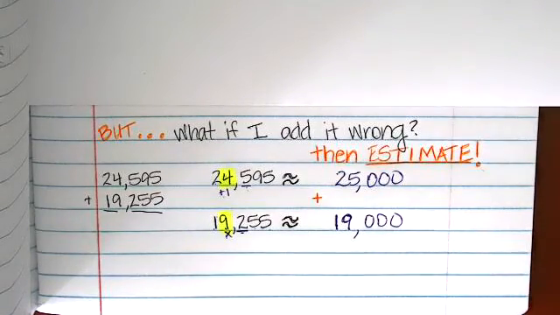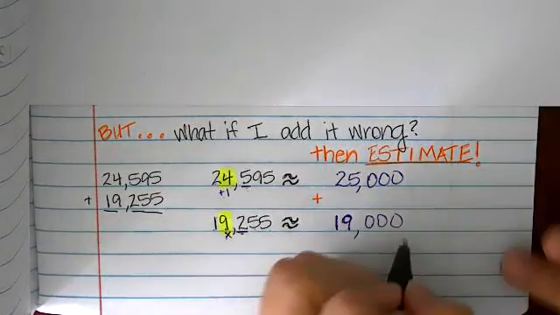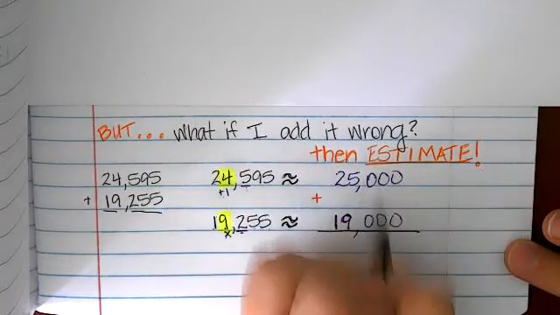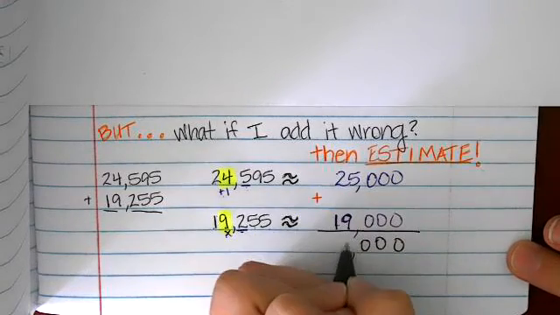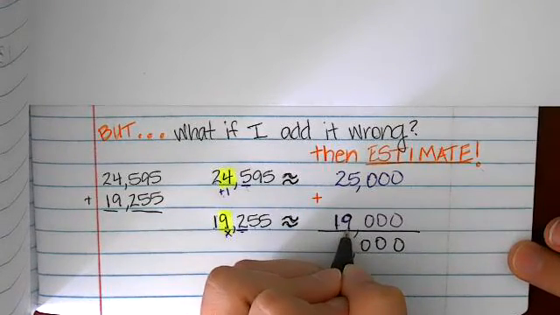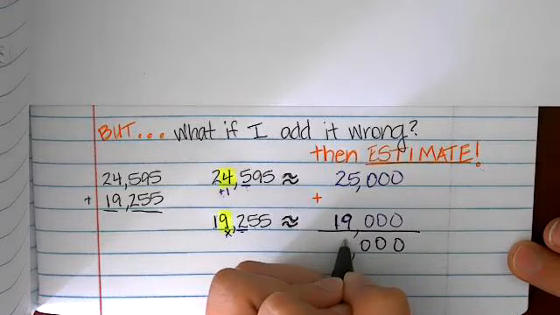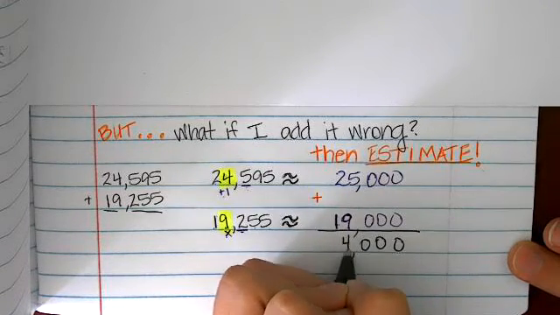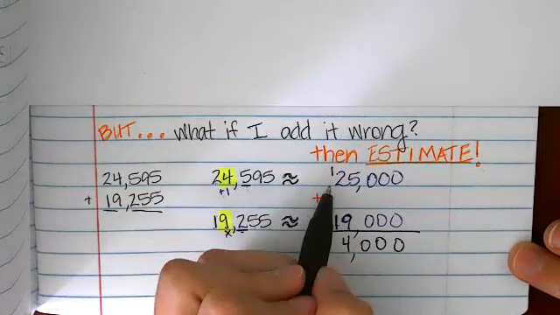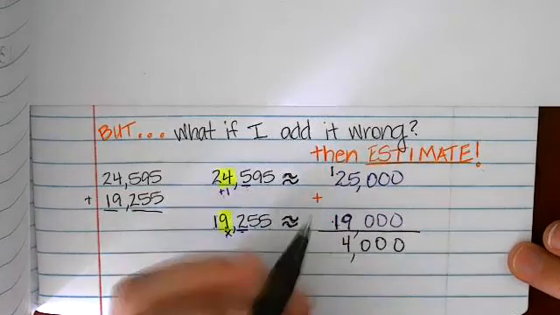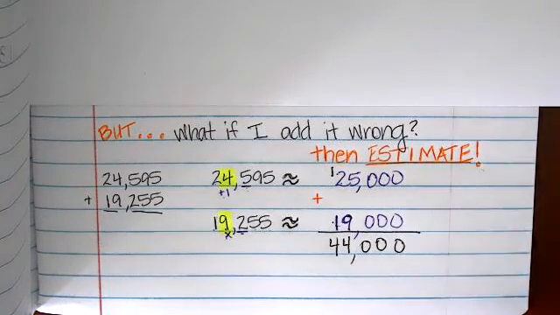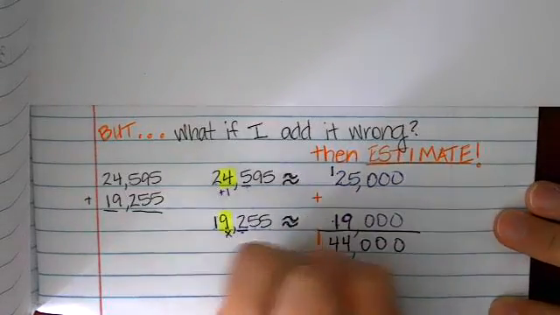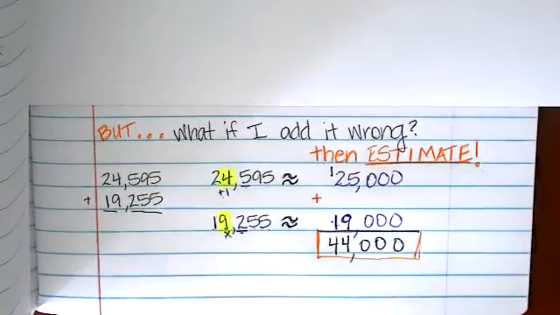So now that I have those two numbers estimated to the nearest 1,000, I'm going to add them up. 0 plus 0 is 0, 0 plus 0, 0 plus 0, 0. 5,000 plus 9,000 is 14,000. So I drop my 4 and I regroup the 1, okay? I have 1 plus 1 is 2, and 2 plus 2 is 4. So my estimated answer is 44,000. We're using that because our real answer should be close to 44,000.